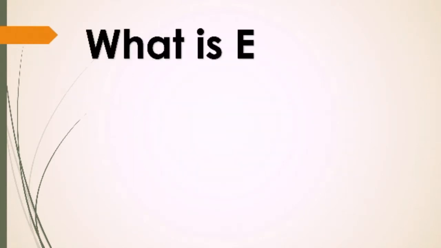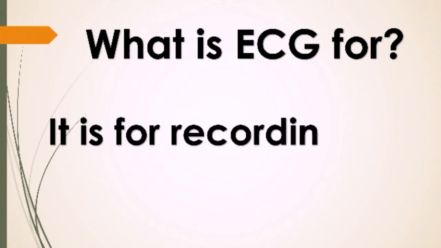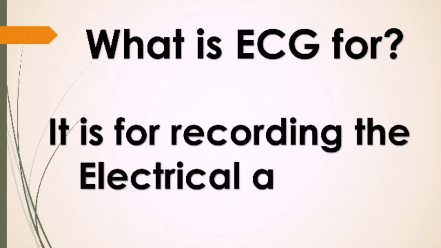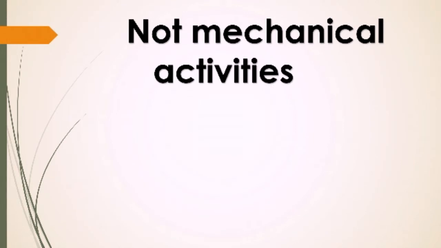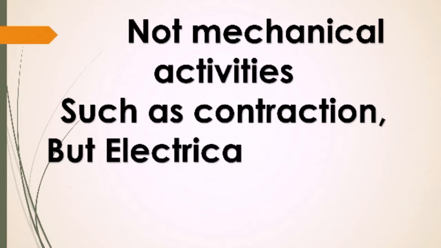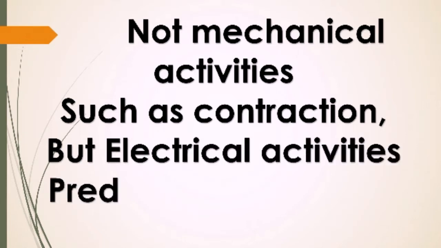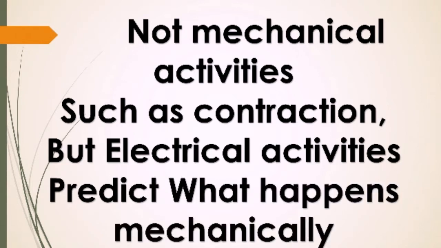Now you wonder, what is ECG for? It is for recording the electrical activity of the heart. Please, it is not used to record the mechanical activity of the heart, such as contraction, no. But the electrical activities of the heart predict what happens mechanically. I think you get it now.